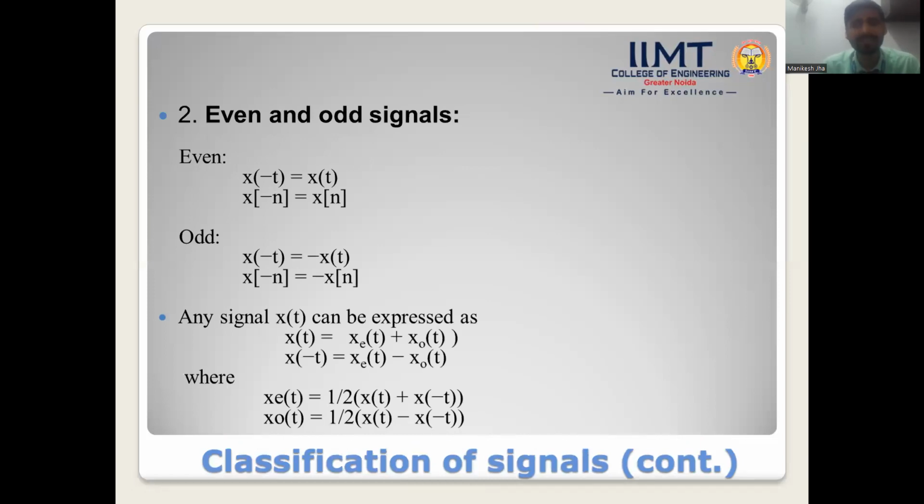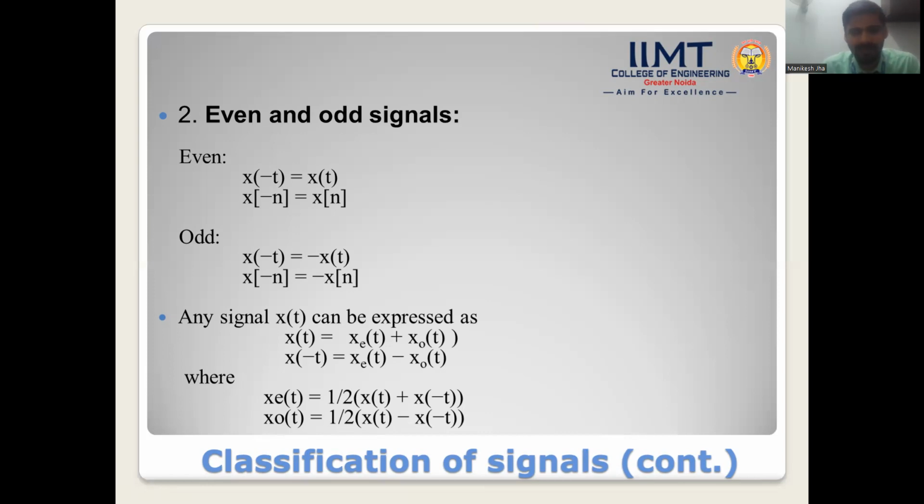Now, I have already told you that there are different types of signals. The first important ones are even and odd signals. So what are even and odd signals? First, we are going to discuss the even signal. What is an even signal?